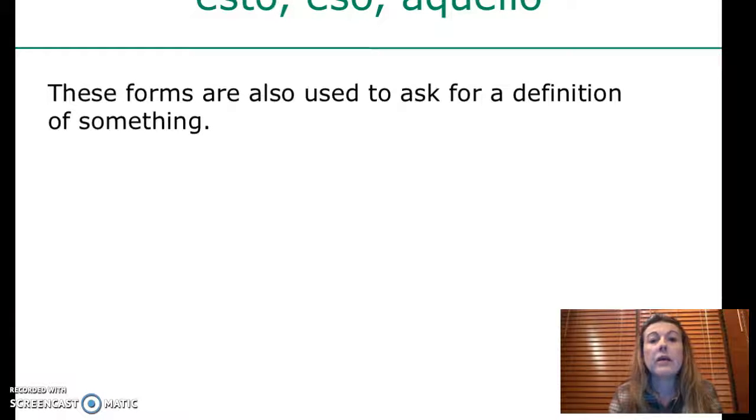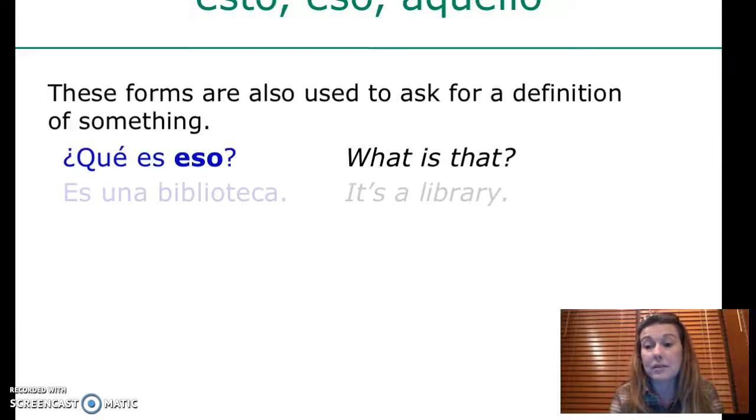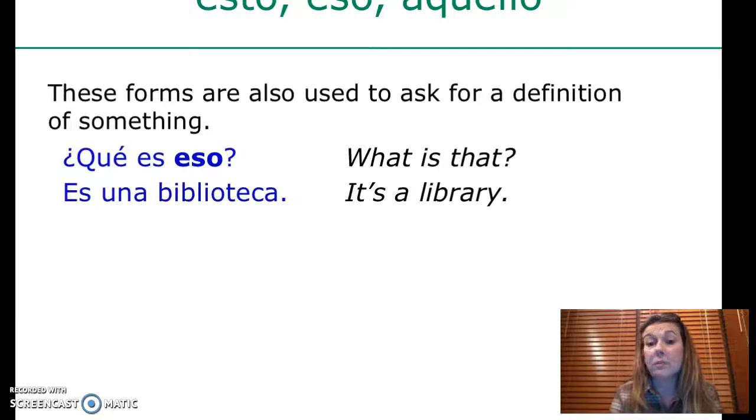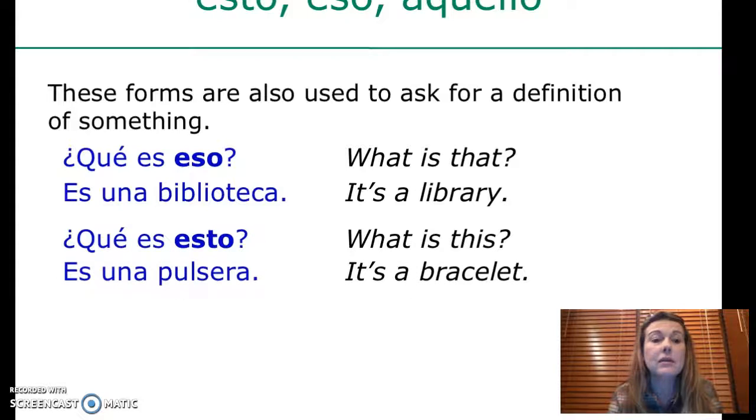Okay. Now, we also use these forms to ask for a definition of something. So, ¿qué es eso? In this case, what is that? But we could also say, ¿qué es esto? Which is, what is this? Right? And then you would tell them, es una biblioteca. Right? I can't imagine why anybody would ask you what a library is, but, you know, there are instances where things happen, especially if you don't know the word in the other language. Here's the one I was saying originally, because this is the one that I use the most in classes, and that's ¿qué es esto? What is this, right? Es una pulsera. It's a bracelet.